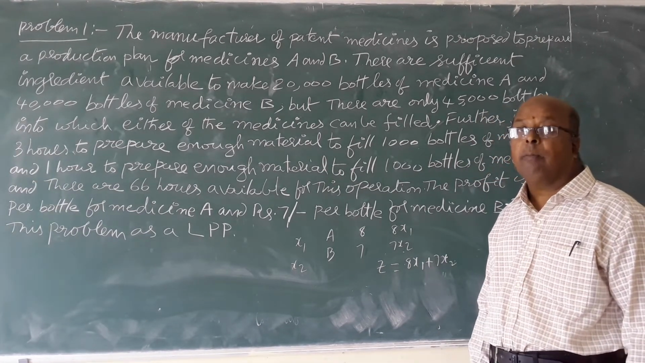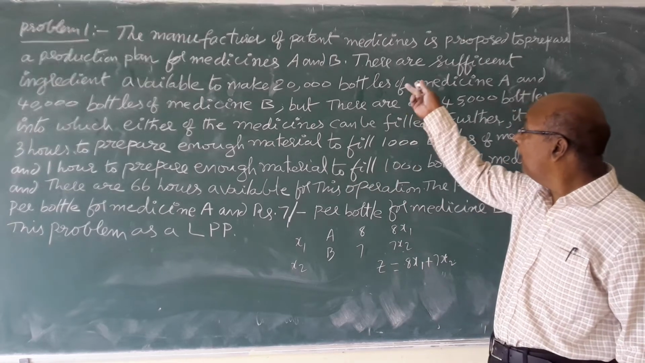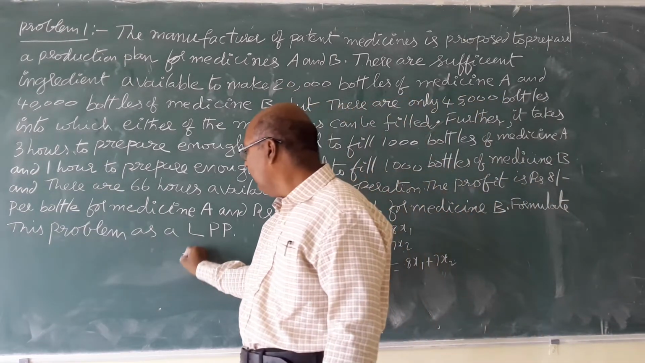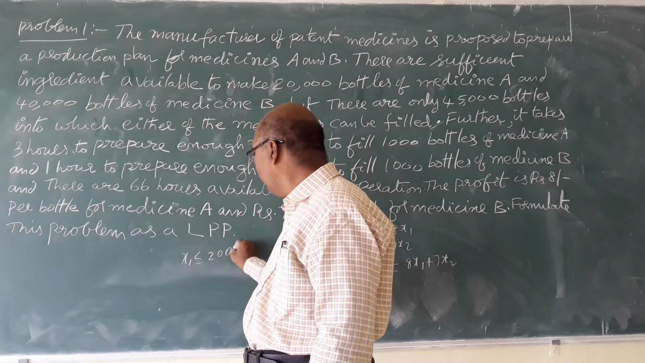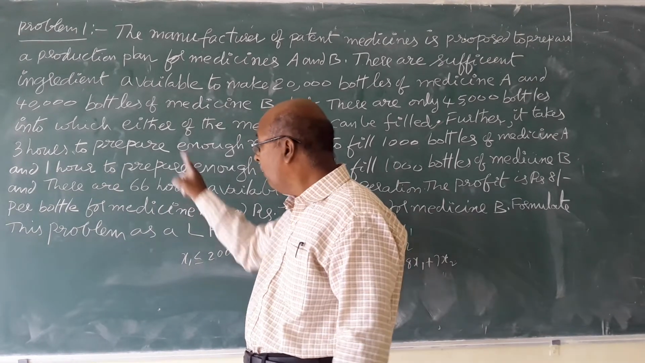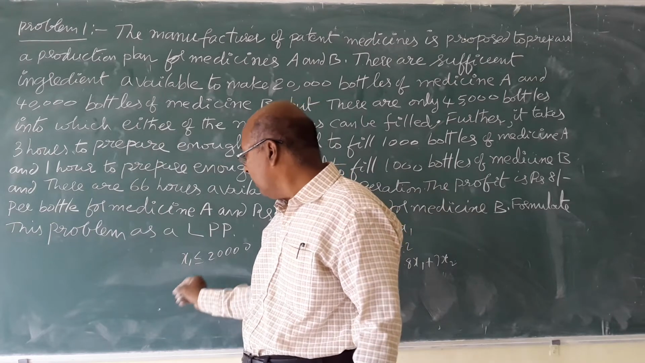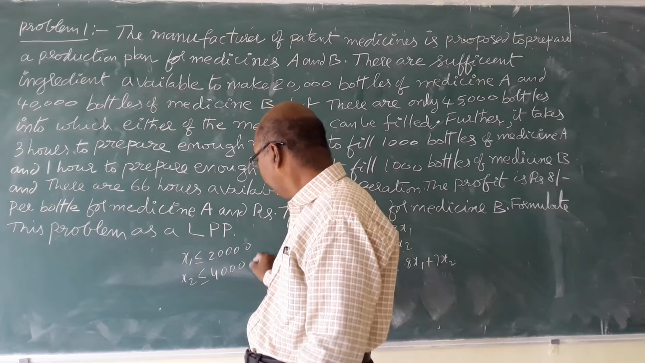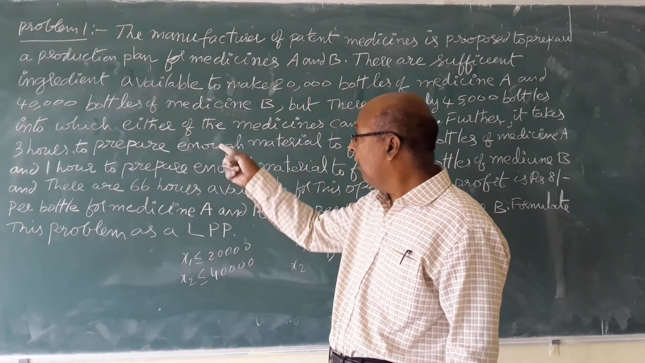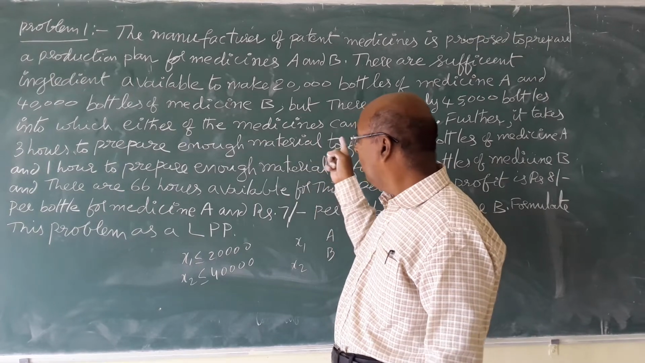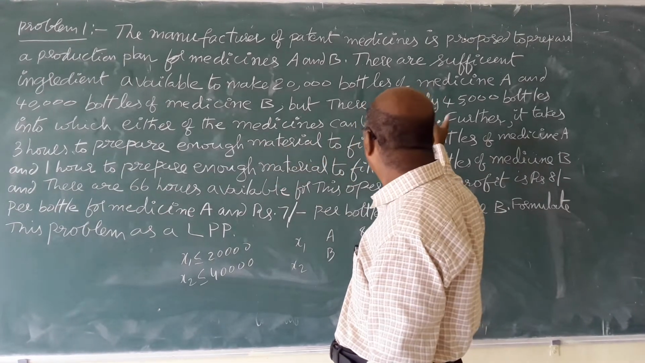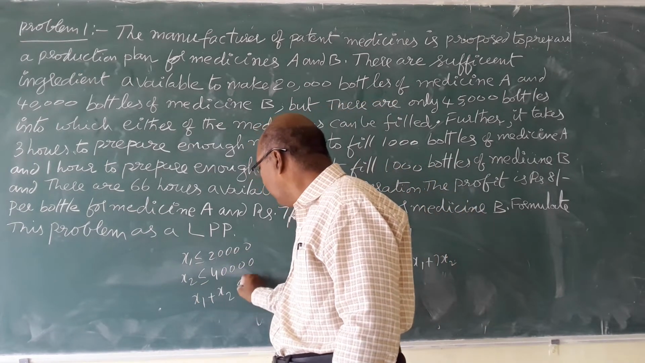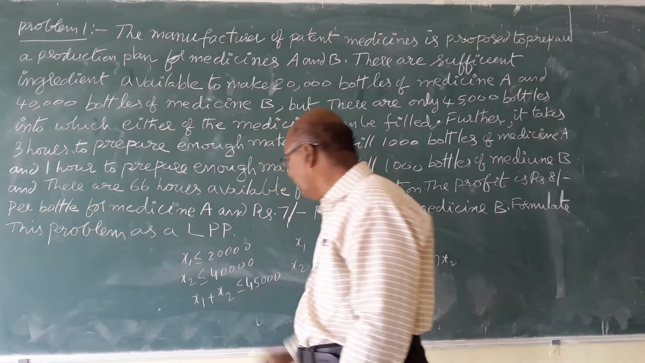Now, we have to observe constraints. For medicine A, the maximum is 20,000 bottles, which means x1 is less than or equal to 20,000. For medicine B, the maximum is 40,000 bottles, so x2 is less than or equal to 40,000. For both together, 45,000 bottles, so x1 plus x2 is less than or equal to 45,000.